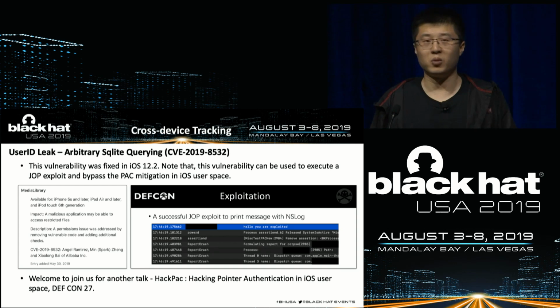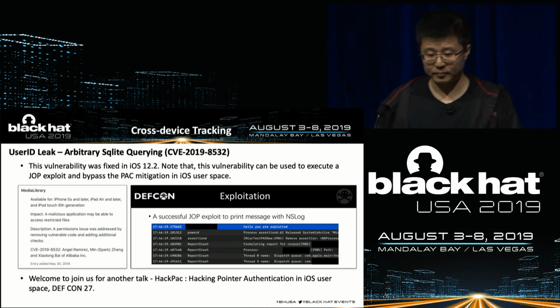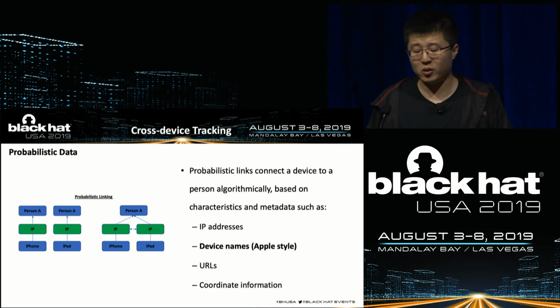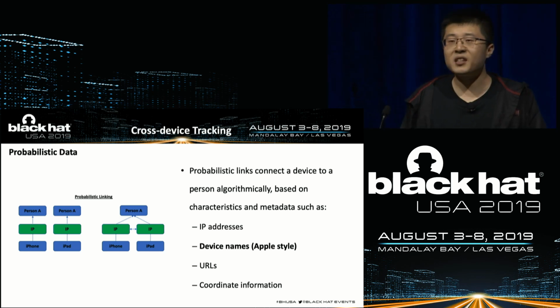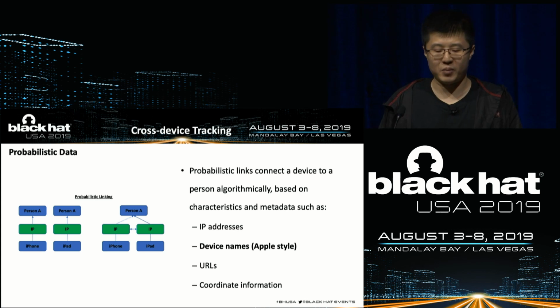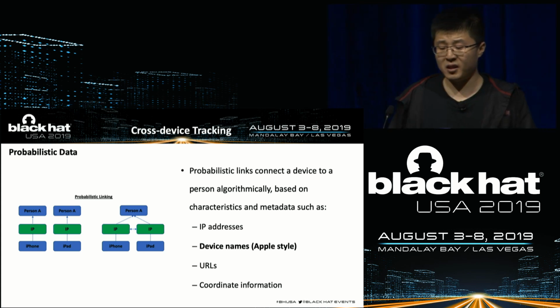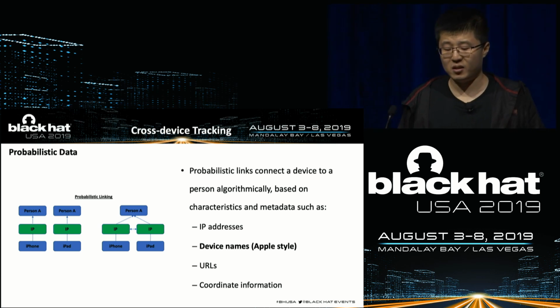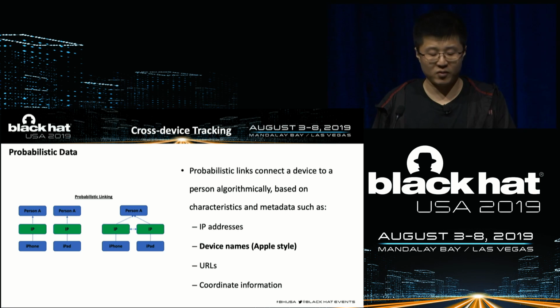at DEF CON tomorrow. But sometimes we may not be able to get deterministic information to link devices. In this situation, we can use probabilistic data through public APIs. Probabilistic data links connect a device to a person based on characteristics and metadata such as IP addresses, device names, URLs, and coordinate information.